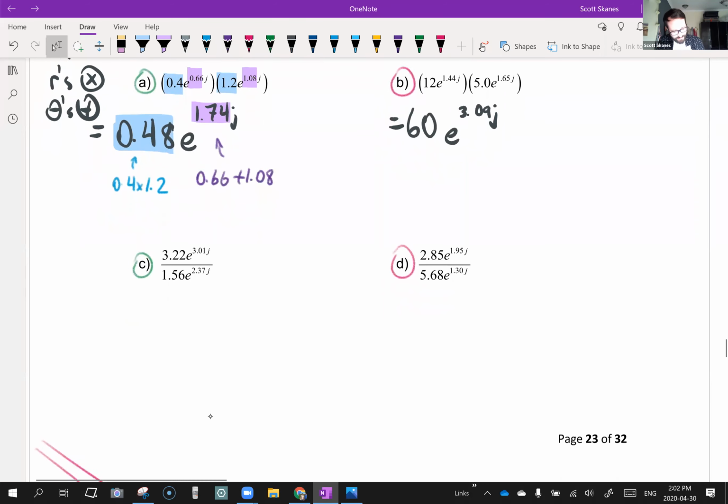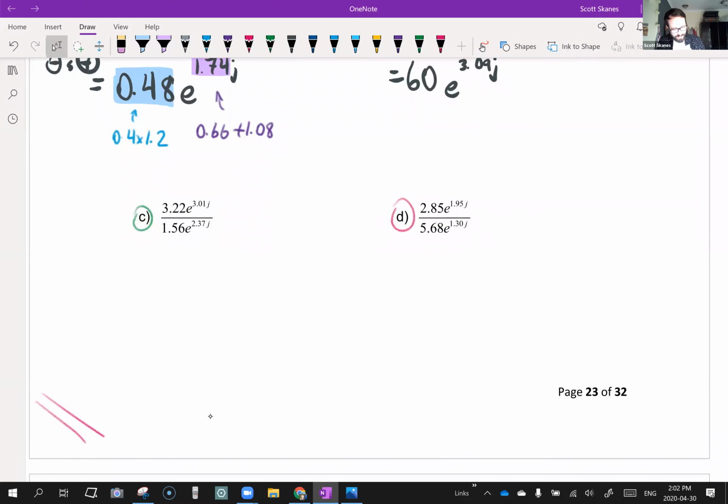Okay, so we have C. I'll just quickly do it. Again, same idea, but because this is division, the r's divide and the thetas subtract. So just do that, okay? 3.22 divided by 1.56 is 2.06. E to the power of whatever, 3.01 minus 2.37, 0.64j. Okay, 7.4. Did I do it wrong or did you do it wrong? I think you might have typed it in wrong.